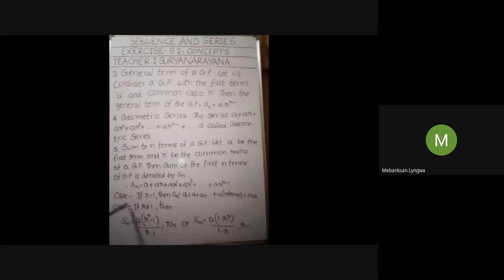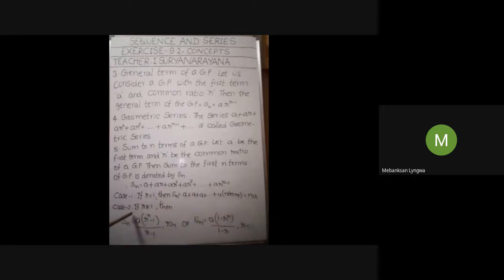Here two cases arise. Case 1, if r is equal to 1, if the common ratio is 1, substitute r equal to 1 in this expression. What do we get? First term is a, second term is also a, third term is also a, and so on. Last term is also a. How many terms are there? n terms. Okay, my children. So a plus a and so on, n times. So Sn is equal to na. Okay, my children.